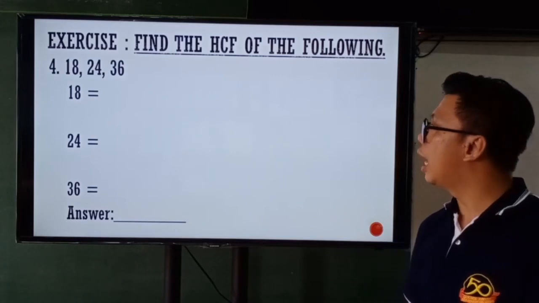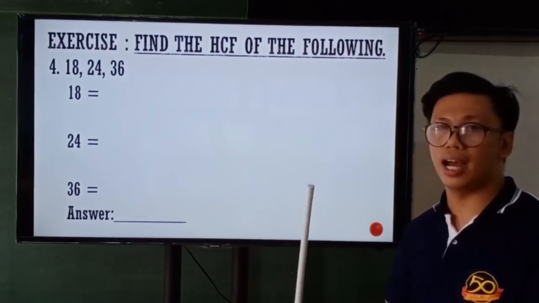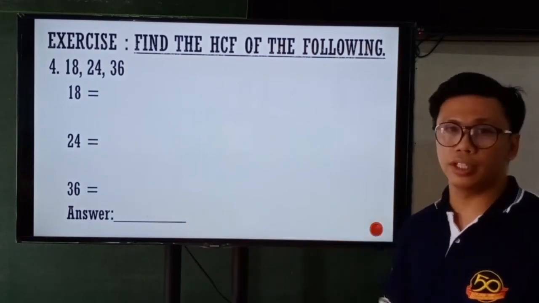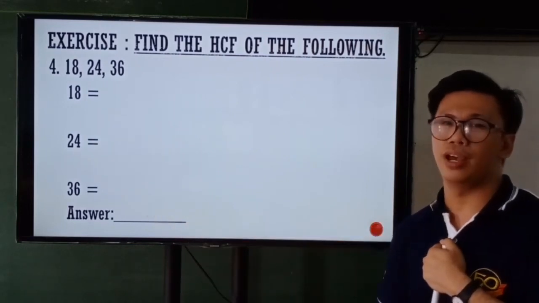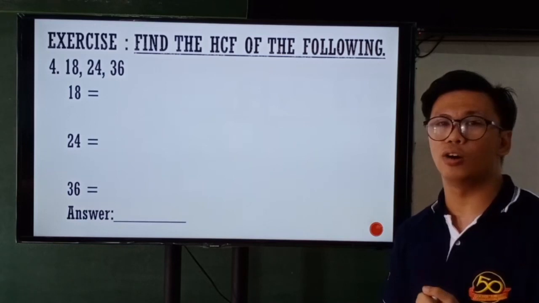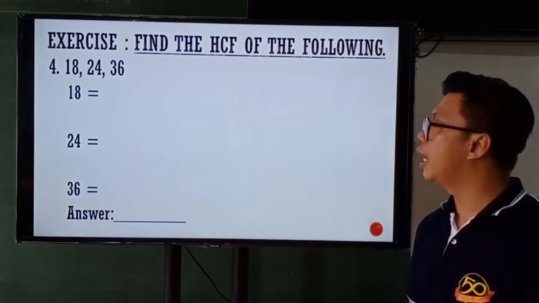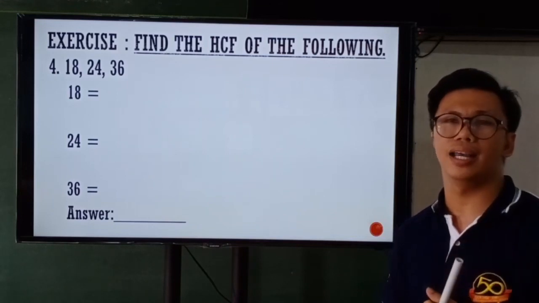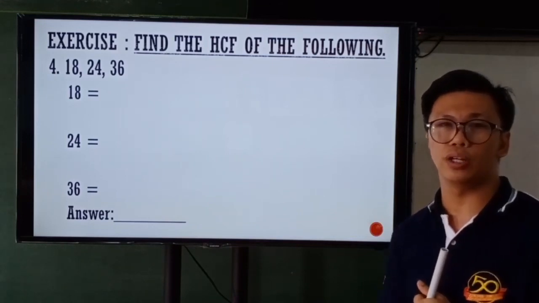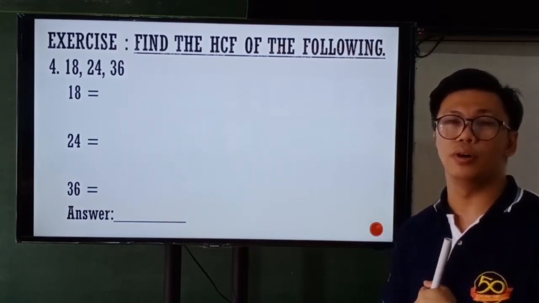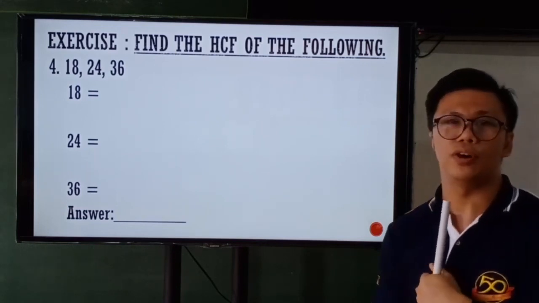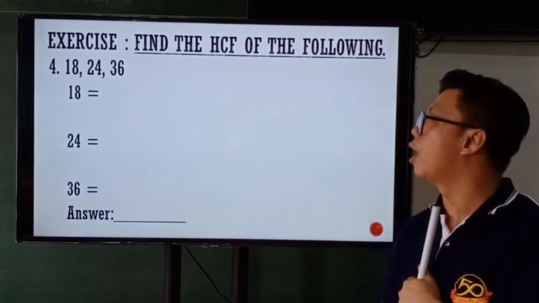Very good. After listing the numbers of 18, 24, and 36, what is next? Very good. We will get the common factor. And after getting the common factor, we can now find the highest common factor, or we call it the largest common number. Okay? So let's begin. I will give you 5 minutes to start now.